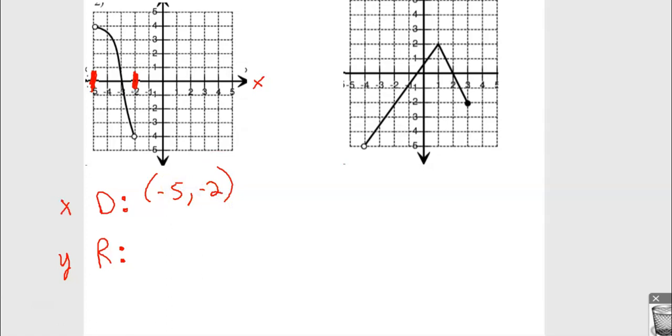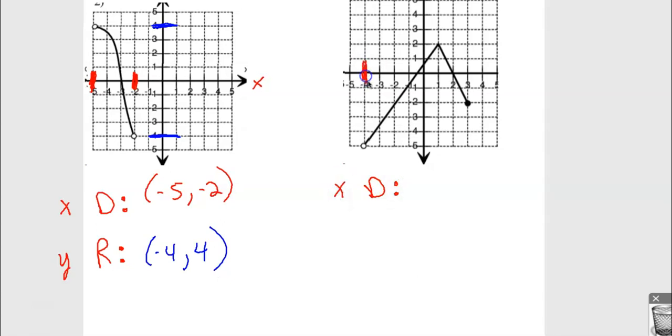Notice the range, which is your y line. So look at the lowest to the highest that it goes, so -4 to +4. And that would be domain and range. Let's go to domain and range of this one. So here we have the domain. Again, domain is your set of x's.